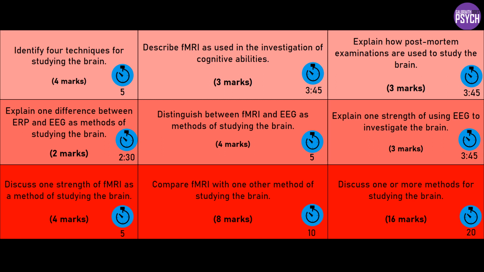So in terms of describing how it works, it measures brain activity by detecting changes in blood oxygenation using a magnetic field. This data is processed by a computer or software and turned into coloured images that represent areas of brain activity. Okay, that's enough for a good couple of marks there.